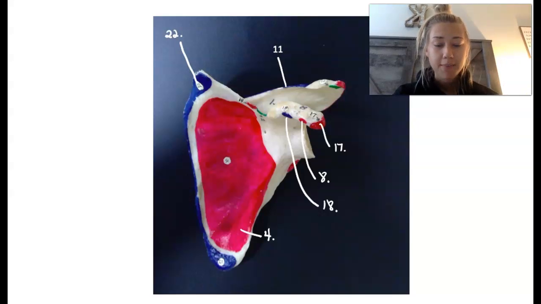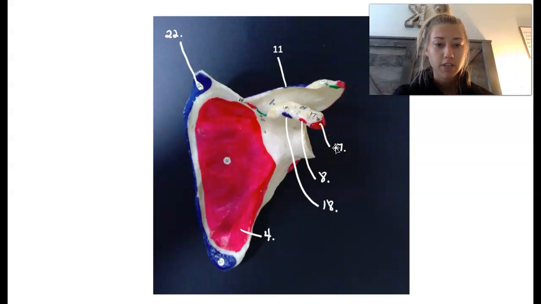Hi, so today I'm going to be going over the origin and insertion of the muscles of the scapula and the humerus. So first starting off here with the anterior side of the scapula, on number 22, we're going to have the insertion of the serratus anterior. On number 4, we're going to have the origin of the subscapularis. On number 11, we're going to have the insertion of the trapezius.